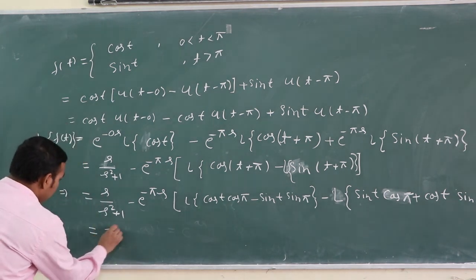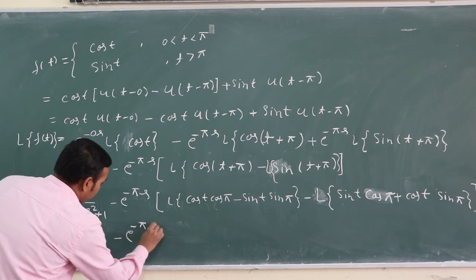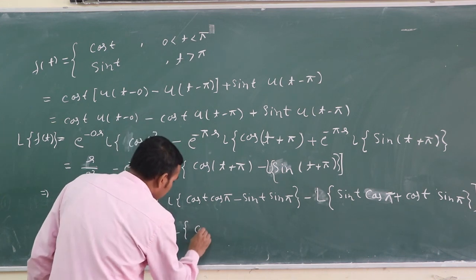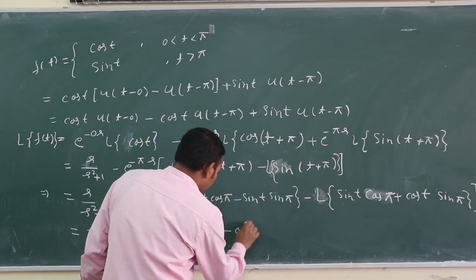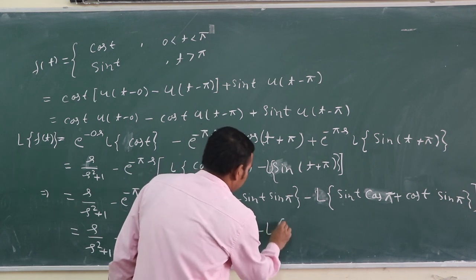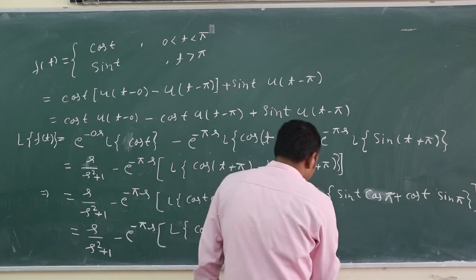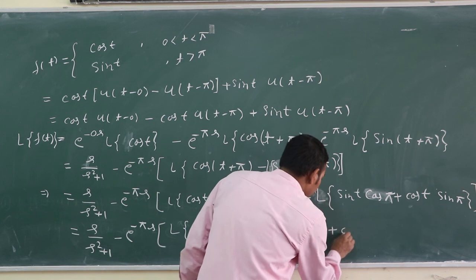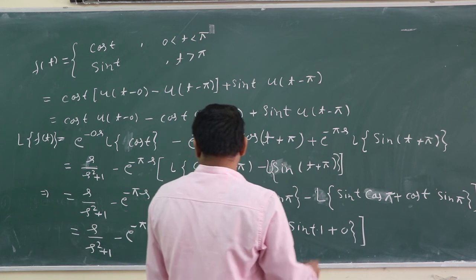This implies s upon s square plus 1 minus e to the power minus pi s. So Laplace of cos t times cos pi is cos t cos pi, which is 1, minus 0, minus sin t: Laplace of sin t, cos pi is 1, plus cos t and sin pi is 0, so it is equal to 0.